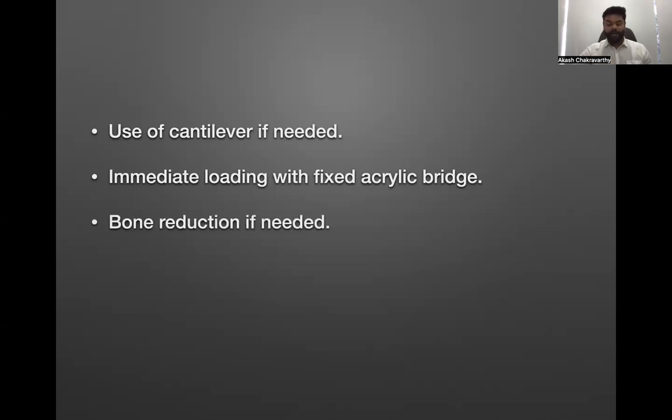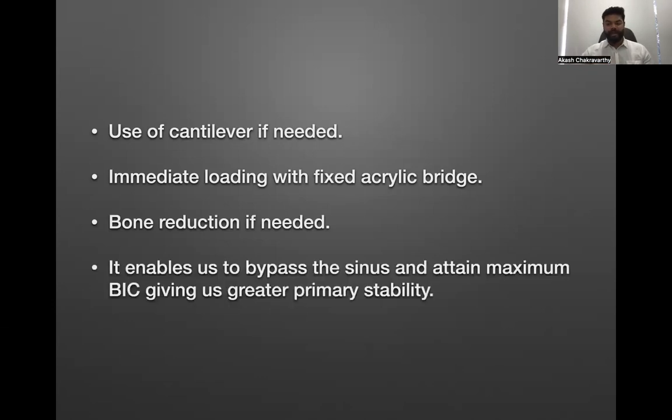Another concept in All-on-4 is bone reduction, if needed. All of these things I will be explaining in the slides which are yet to come. So just keep these points in mind, and I will be explaining all of this in the coming slides. It enables us to bypass the sinus and attain maximum BIC, that is bone-to-implant contact, giving us greater primary stability. I think this sums up the entire thing about All-on-4.